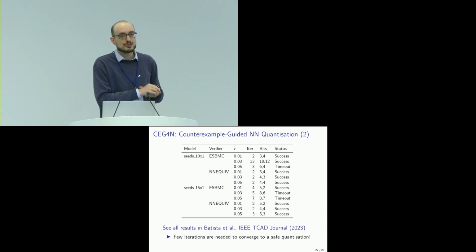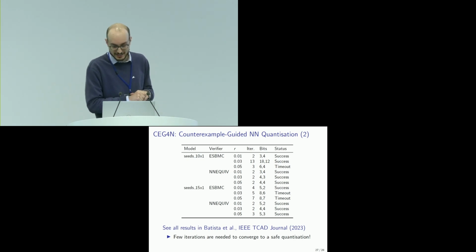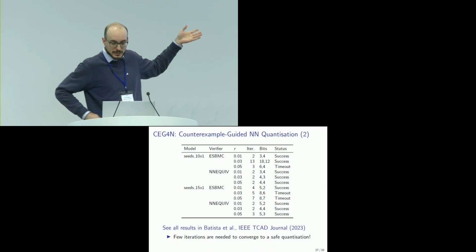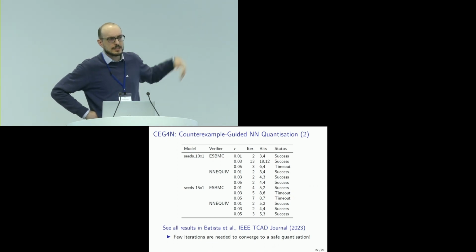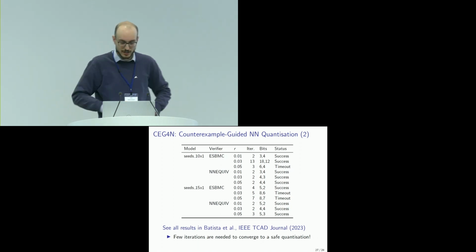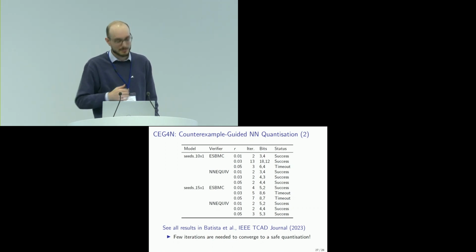It's up to you to choose if you want to be slow and precise, or faster and sometimes non-precise. But you can see that in the worst case, we needed 13 iterations before we stumbled on a safe quantization scheme. And of course, this is a small percentage of all the tables that are in our journal paper. So if you're interested, please refer to the paper.